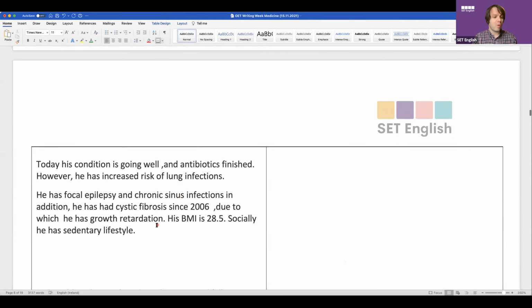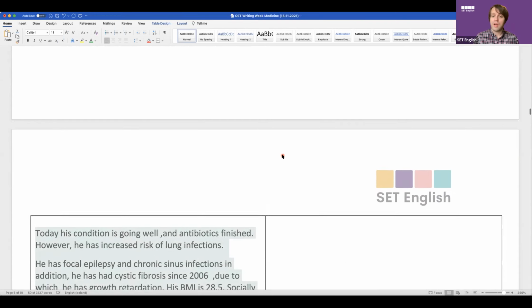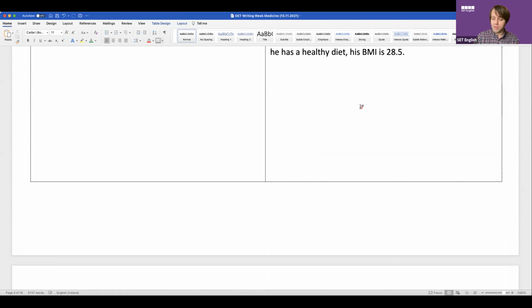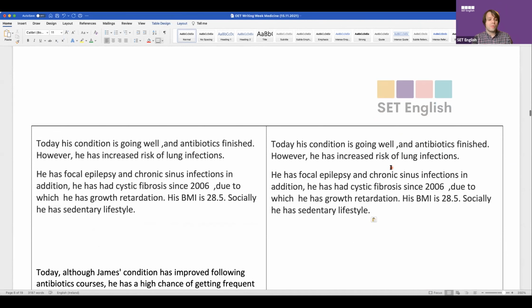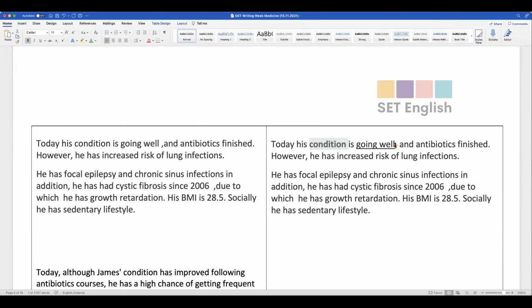All right. So this one, by the way, guys, I normally do it anonymously, but if you want to say this is mine, you're welcome to do that. Okay. So, today his condition is going well. What's wrong with that? Already we have an error. His condition is going well. Going better. After today. Sounds strange to say. This condition is good. Improving. Yeah.